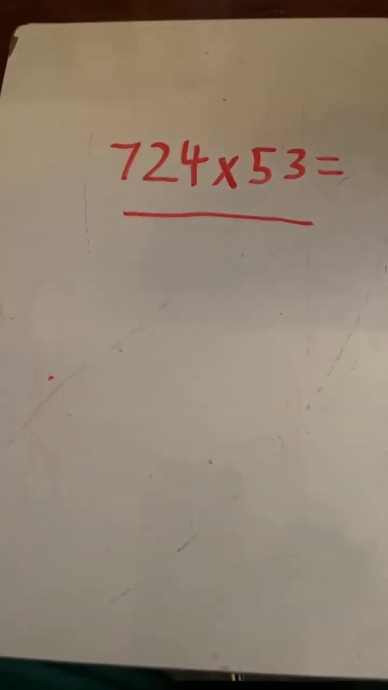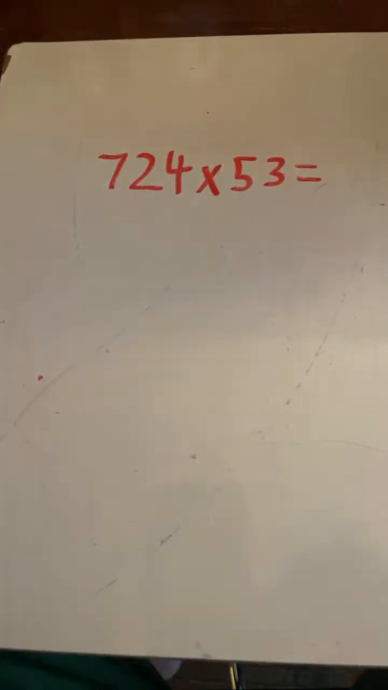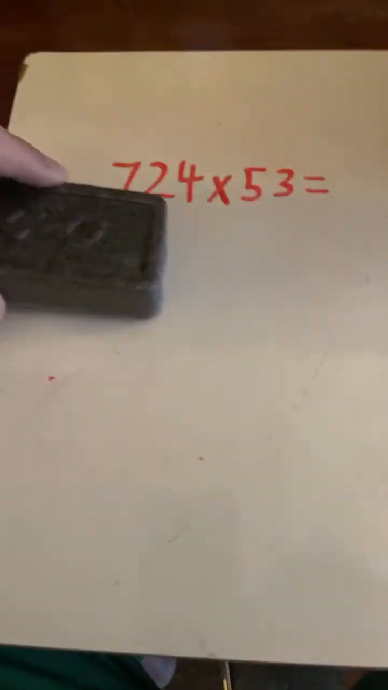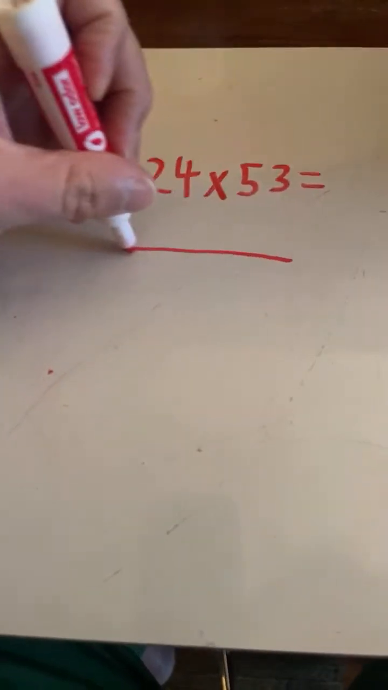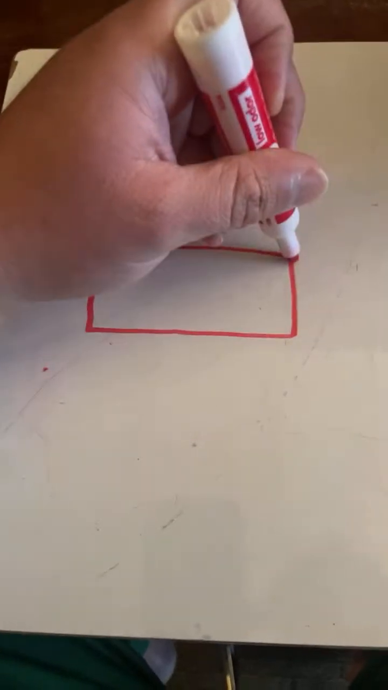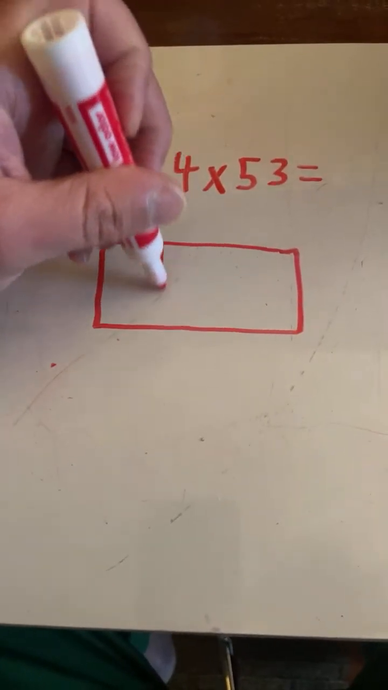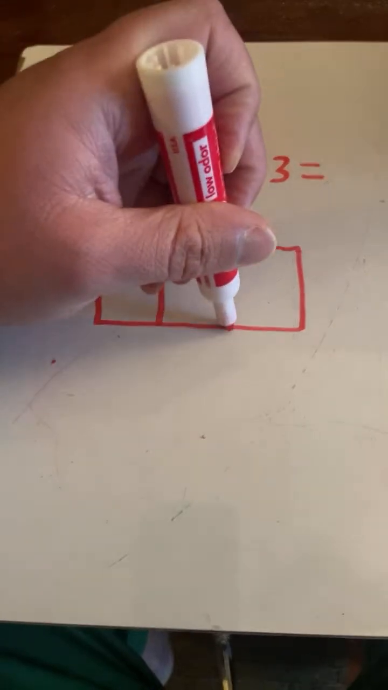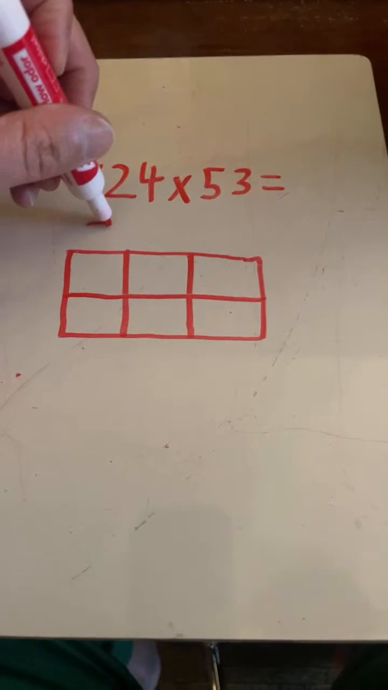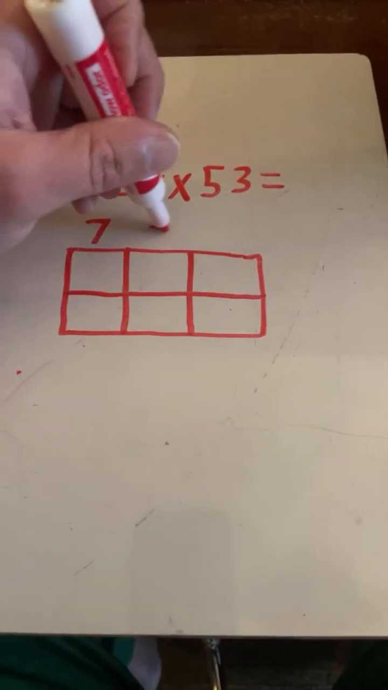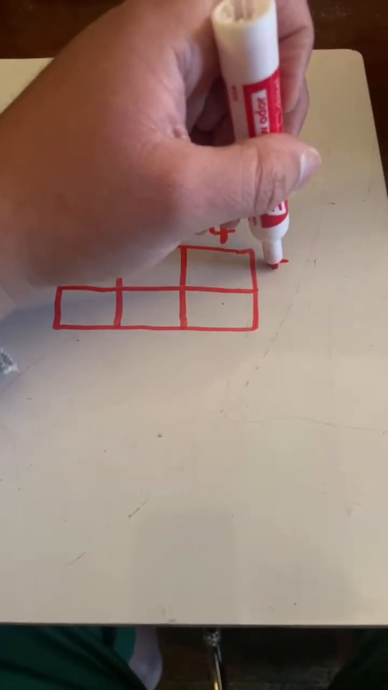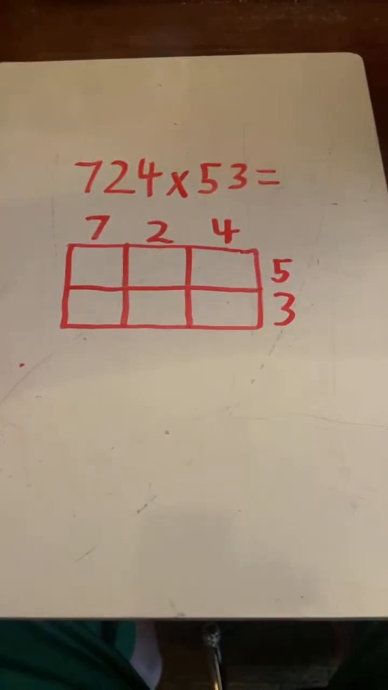So we're going to make our square. Let me give it a little more room. That's not a little more room, hang on. Here we go. So it's going to start out making a box for each digit. So 7 gets its own box, 2 gets its own box, 4 gets its own box, and along the side 5 gets its box, and 3 gets its own box.